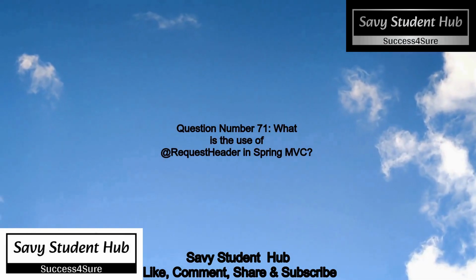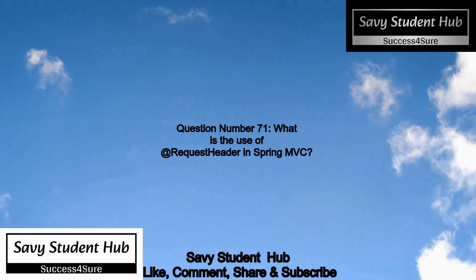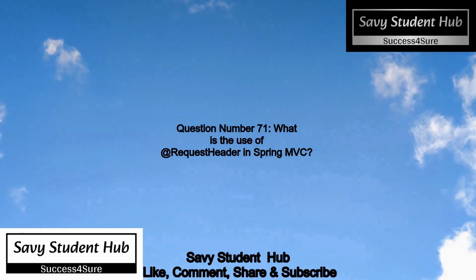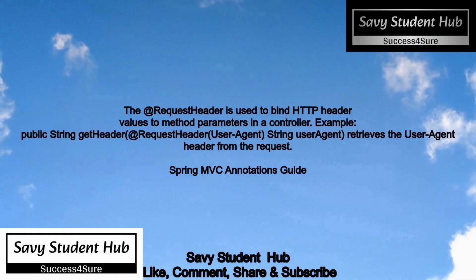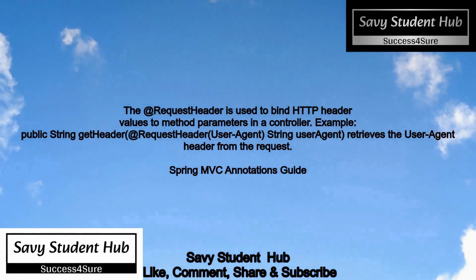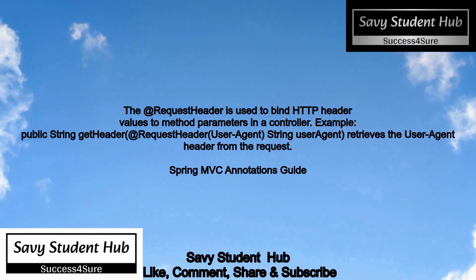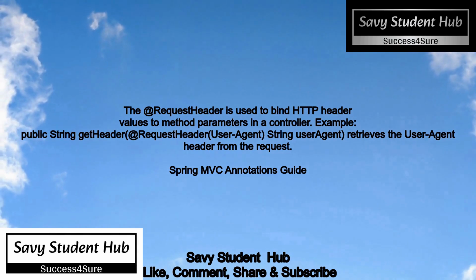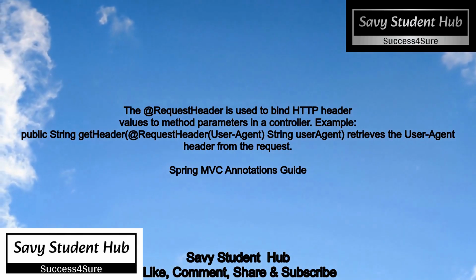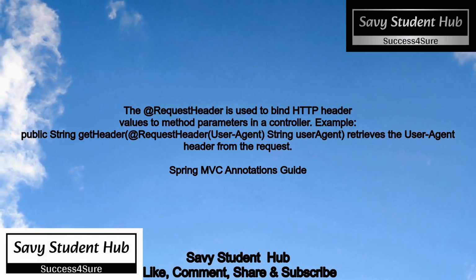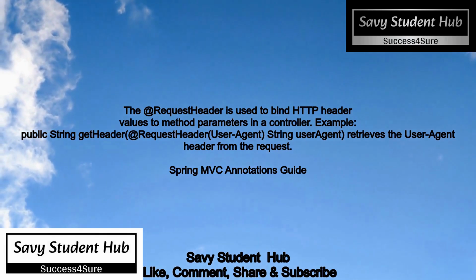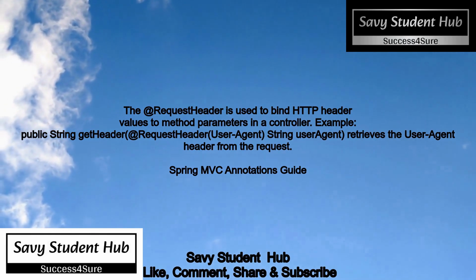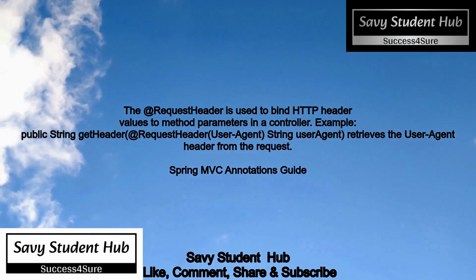Question number 71. What is the use of @RequestHeader in Spring MVC? The @RequestHeader is used to bind HTTP header values to method parameters in a controller. Example: public String getHeader(@RequestHeader("User-Agent") String userAgent) retrieves the User-Agent header from the request.